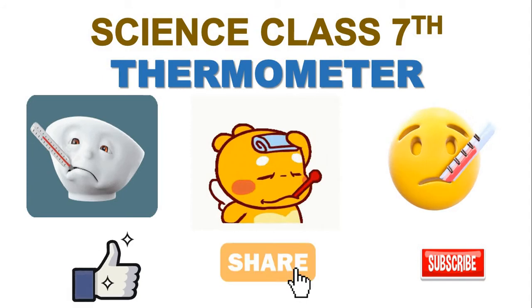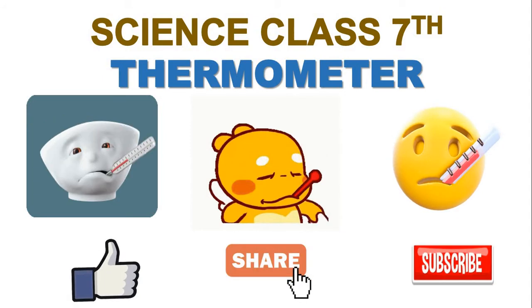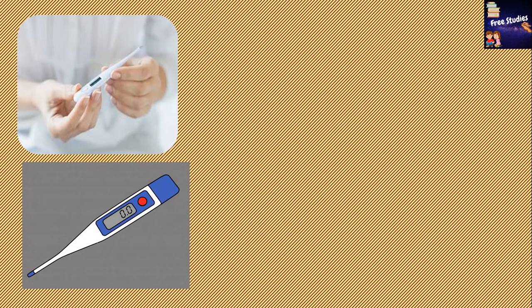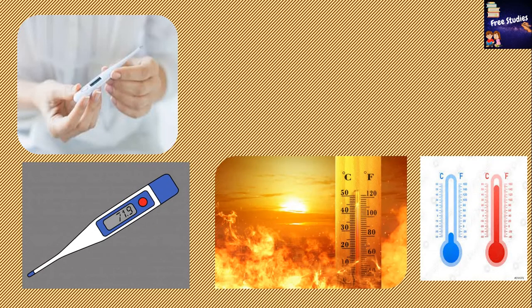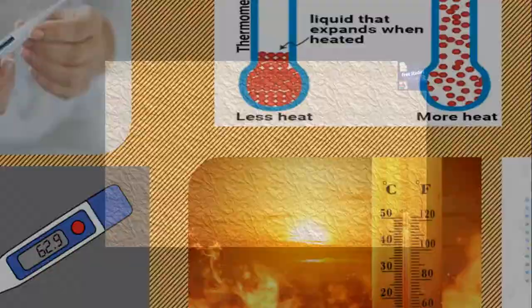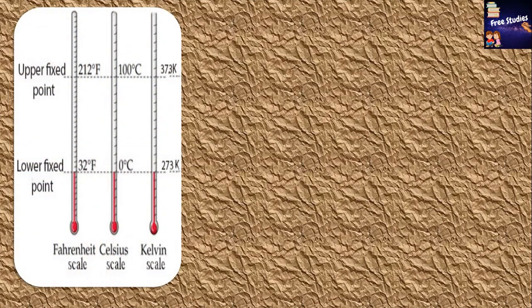Today we will learn about the thermometer. The temperature of a body is measured using a device called a thermometer. Thermo is a Latin word that means heat. Thermometers work on the principle of expansion of liquids on heating. A thermometer has two standard markings on it, known as the fixed points of temperature, which always remain the same.